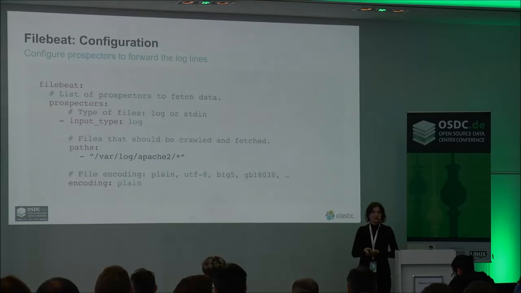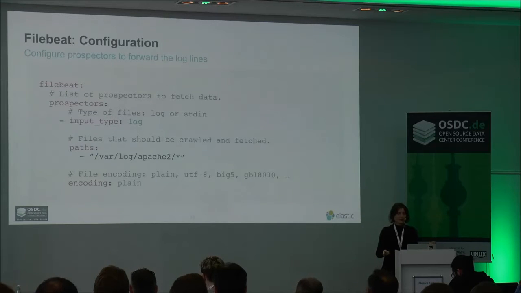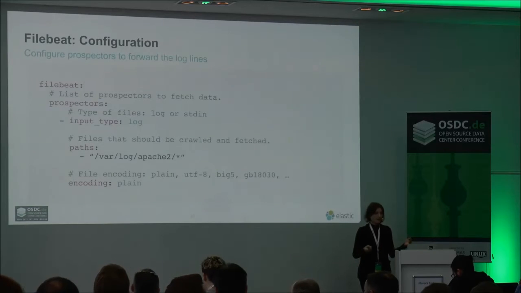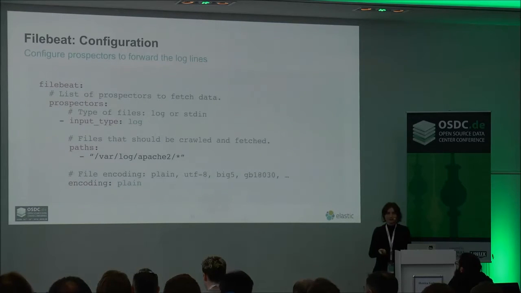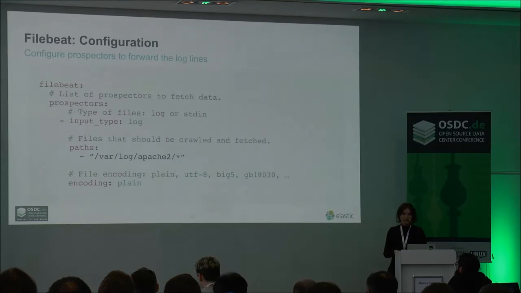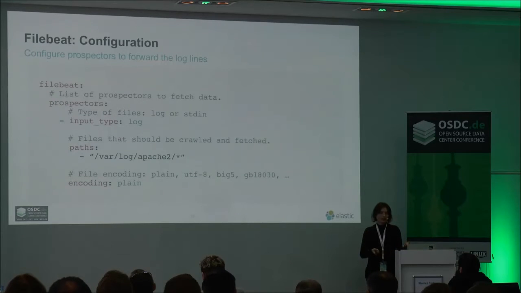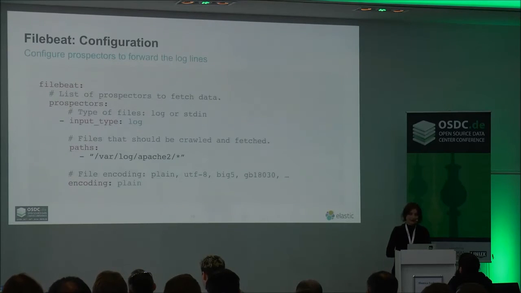Now let's have a look at the configuration file of Filebeat. In Filebeat, you just have to configure a list of prospectors that fetch the data. For each prospector, you define an input type, whether it is a log or standard in as an input, and also a list of paths from where to get the logs. In addition, you also have to specify the encoding, and by default it is plain.